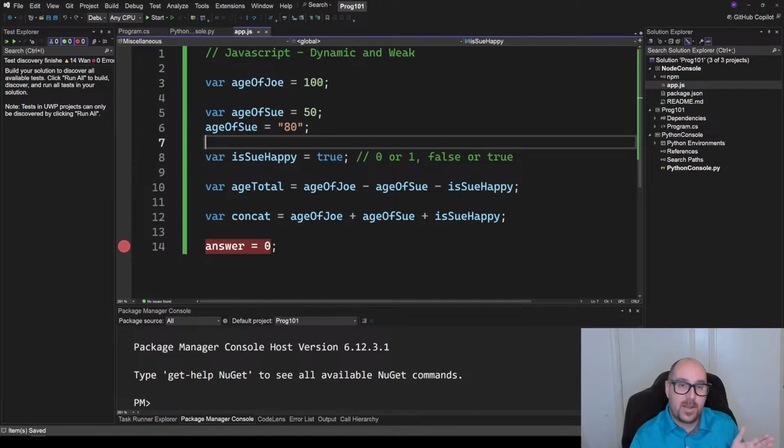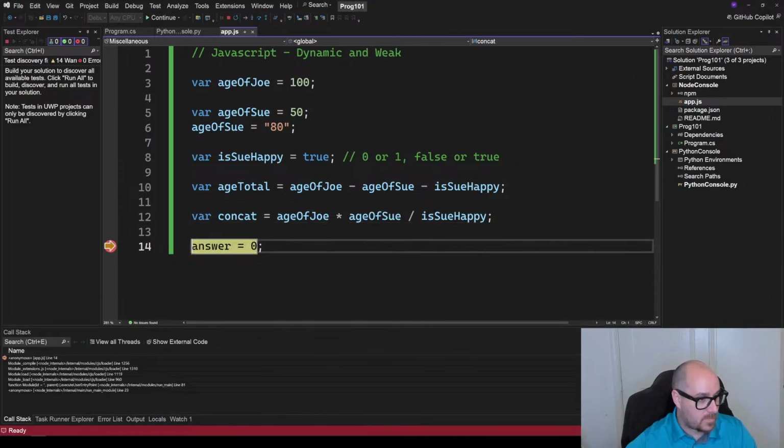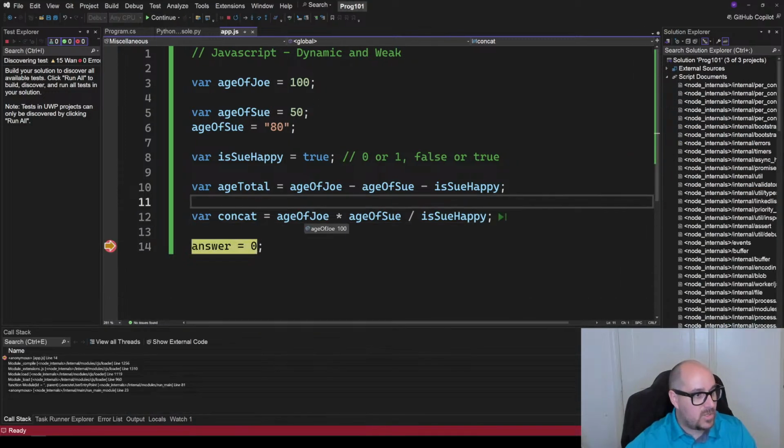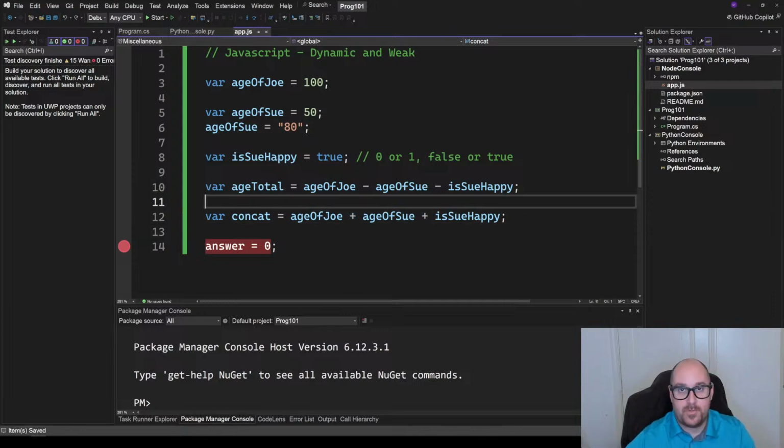And that's really scary in a weakly typed language, because if it's weak typed, then you don't really know what the plus sign is. Luckily, that's only a problem for the plus sign. Division and multiplication and such would definitely work differently. So now it's saying age of Joe, 100, times 80 divided by 1, which true is 1, then that equals 8,000. There you go. So the plus sign is the scary part of that, but you have to be really careful in a weakly typed language.